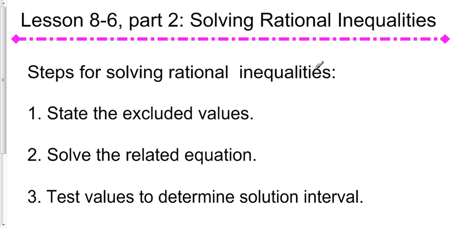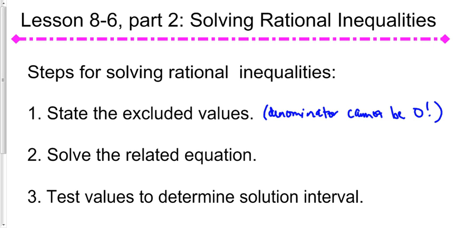So certain values are excluded in those intervals, mainly the ones that make the denominator 0. So I'll just make that little note here. Denominator, the bottom of your fraction I'm talking about here, cannot be 0. Okay, so those are your excluded values.